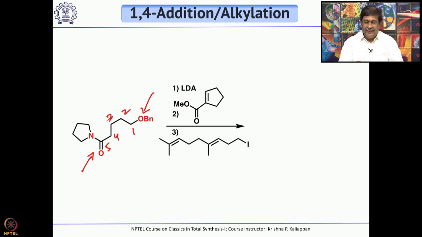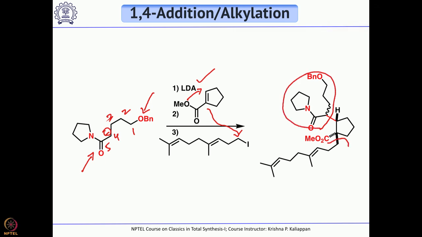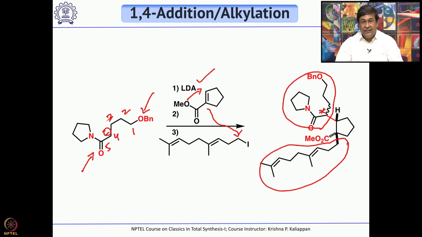Then you treat with LDA. So LDA, what will it do? It will generate an anion here. Then as depicted in the retrosynthesis, it will undergo 1,4 addition followed by quenching with this iodide, and you get this compound. Here, if you look at this whole portion and this electrophile, they are trans to each other. Okay? However, at this stereocenter they got a mixture, but it does not matter. The reason is, if you look at the intramolecular Diels-Alder reaction precursor, you will have a double bond here, isn't it? That dihydropyridine. So this stereocenter is immaterial.